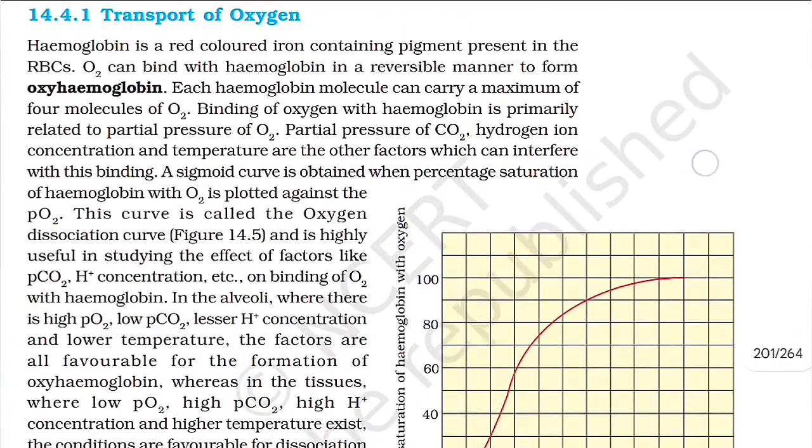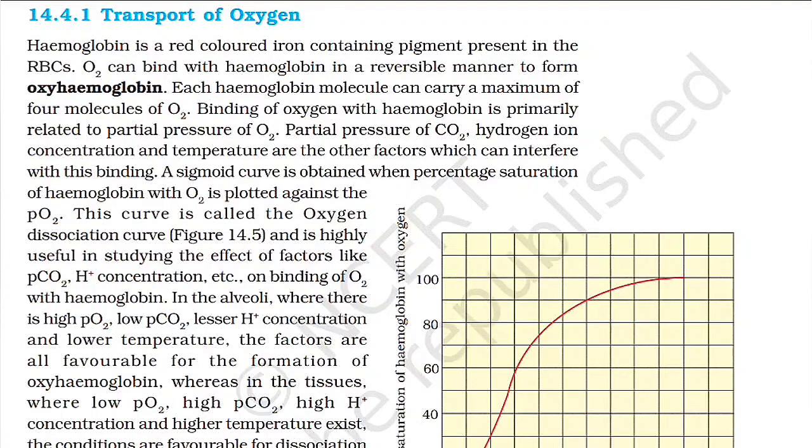Transport of oxygen. Hemoglobin is a red colored iron containing pigment present in the RBCs. Oxygen can bind with hemoglobin in a reversible manner to form oxyhemoglobin. Each hemoglobin molecule can carry a maximum of 4 molecules of oxygen. Binding of oxygen with hemoglobin is primarily related to partial pressure of oxygen. Partial pressure of carbon dioxide, hydrogen ion concentration and temperature are the other factors which can interfere with this binding.